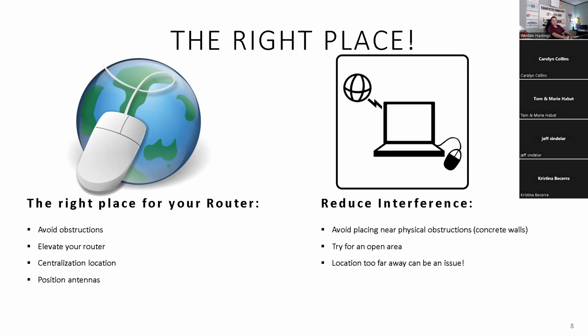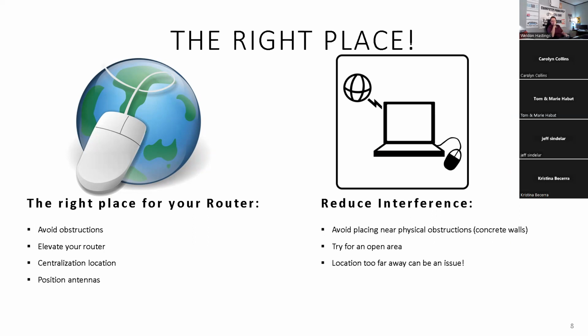Obviously, avoid obstruction. So if you're living in an L-shaped home, you want to try to keep it from being out in one corner of that L shape or the other. Keep your router elevated, so you're not keeping it bunched up by a desk or in the corner of a room. Keep it central, as we discussed, and then positioning your antennas is kind of important as well.